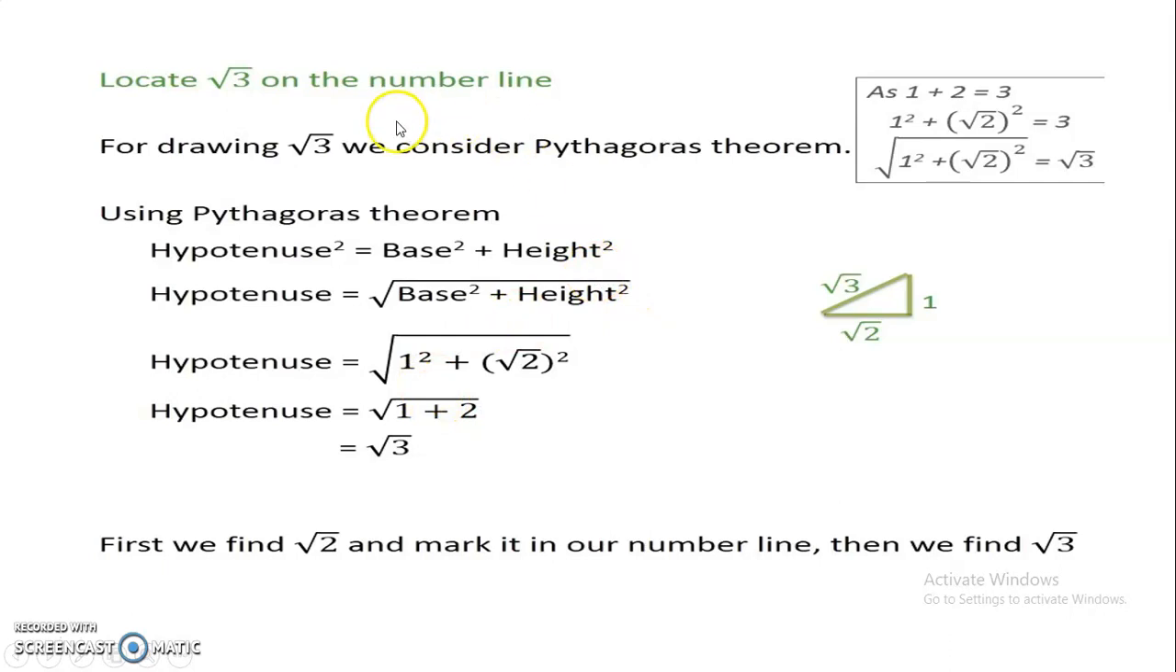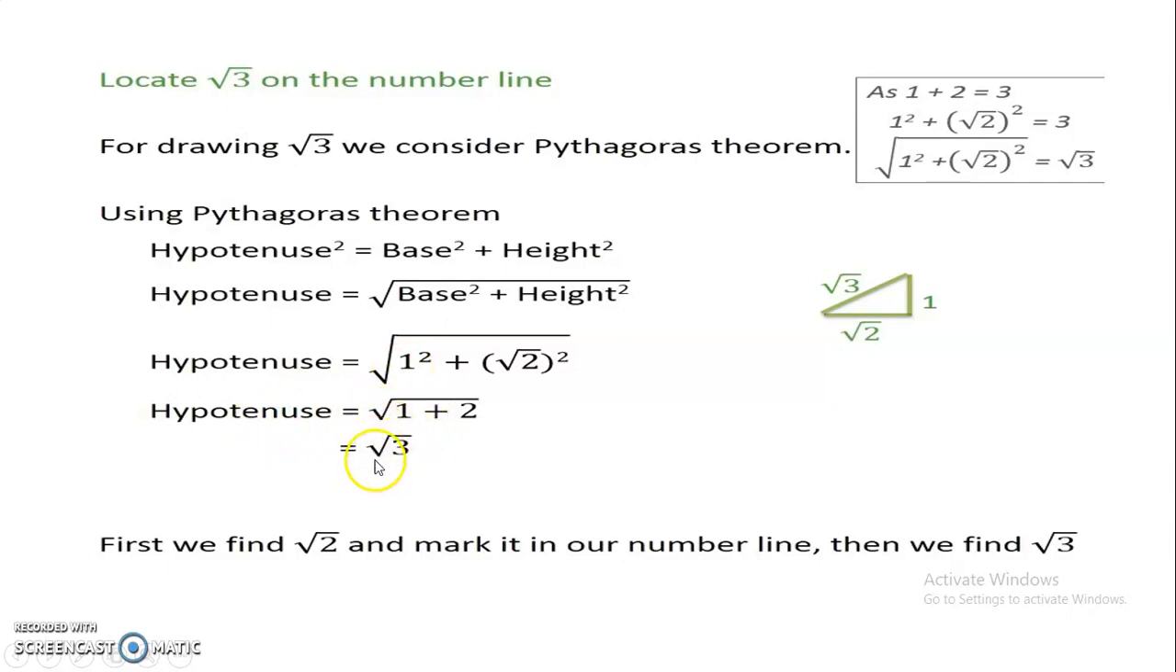Now let's see another example, that is root 3 on the number line. For drawing root 3, we again consider the Pythagoras theorem. Using the Pythagoras theorem, again hypotenuse square is equal to base square plus height square. This time our right angle triangle is this one, where the base is 1 and root 2 is the height or perpendicular. We'll put these values in this Pythagoras theorem and we'll get the hypotenuse as root 3.